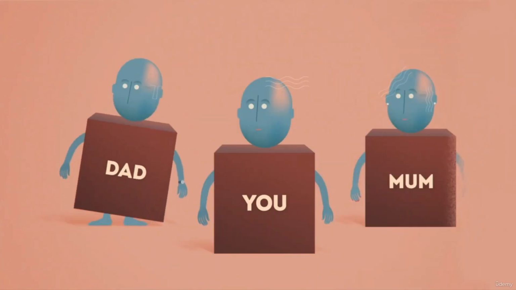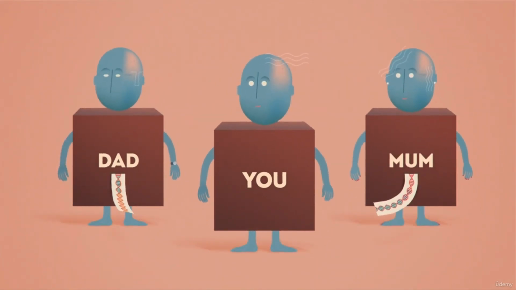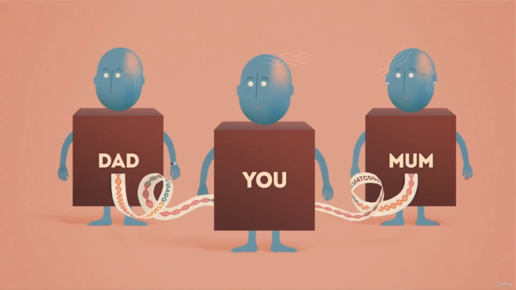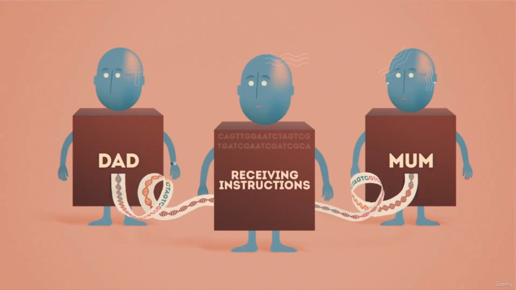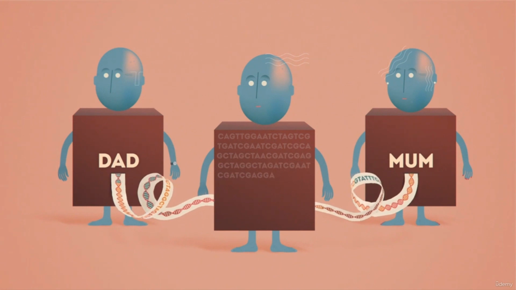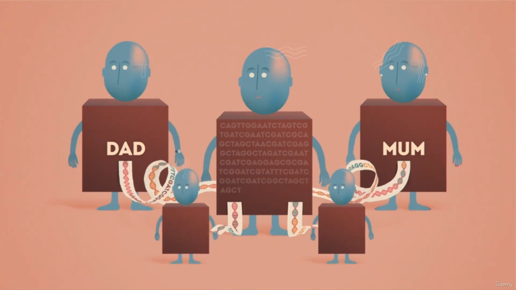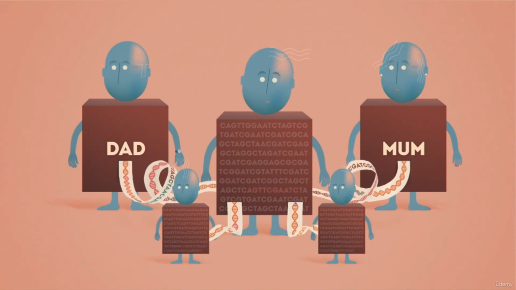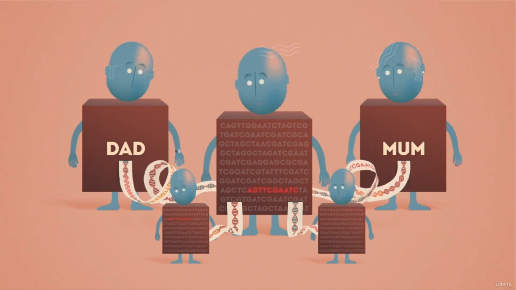DNA is inherited from our parents. We have a combination of two sets of genes, one from each parent, brought together to produce a new set of instructions and reshuffled in each generation. But sometimes these instructions carry errors, and these can create problems. Faulty genes can cause serious illnesses.